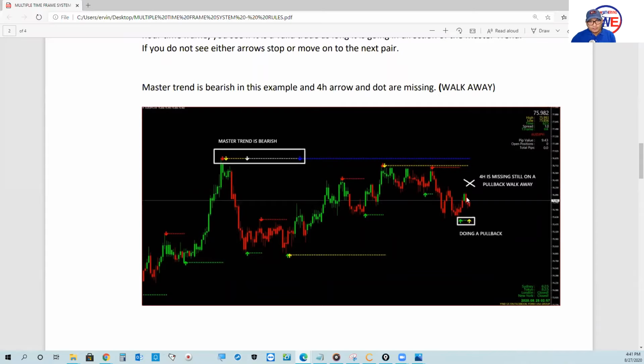Here's another example. This is going bullish in favor of the master trend. Look at here, multiple time frame says, okay, let's go bullish. So this is what we want. We want this guy here. Look at here, brothers and sisters, come in. If you just want to enter, guys, go in here on the 4 hour. Here it is. I highlighted it for you.